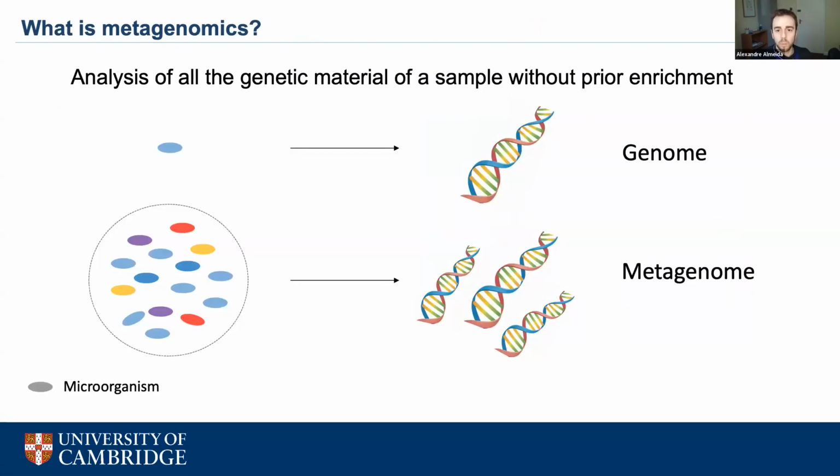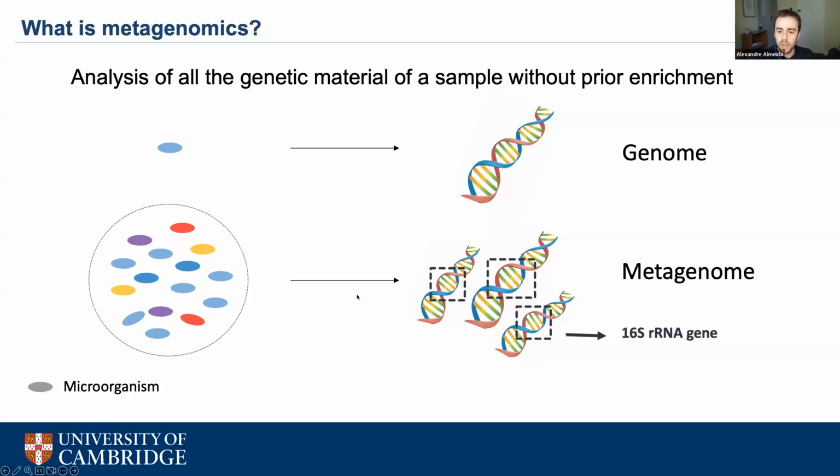Now, one aspect when we're talking about DNA sequencing of the microbiome, one concept that you may hear all the time is this idea of metagenomics. Metagenomics is essentially the analysis of all the genetic material of a sample without any prior enrichment. As the name suggests, it derives from genomics. Genomics is the study of the genetic makeup, the genetic material of an individual organism, whereas with metagenomics, you're essentially looking at the whole community together.